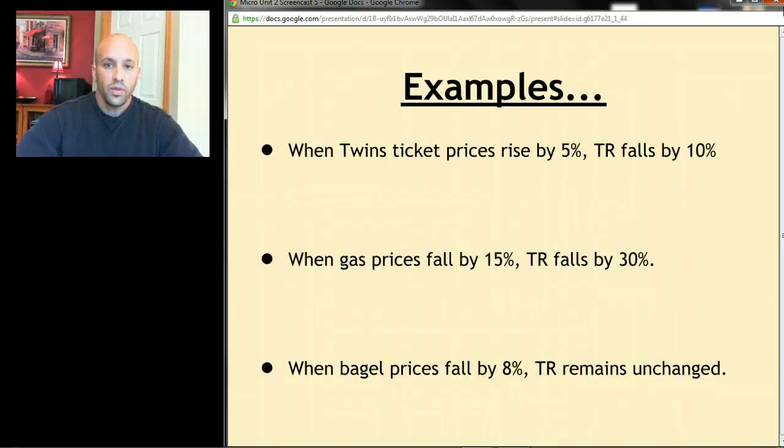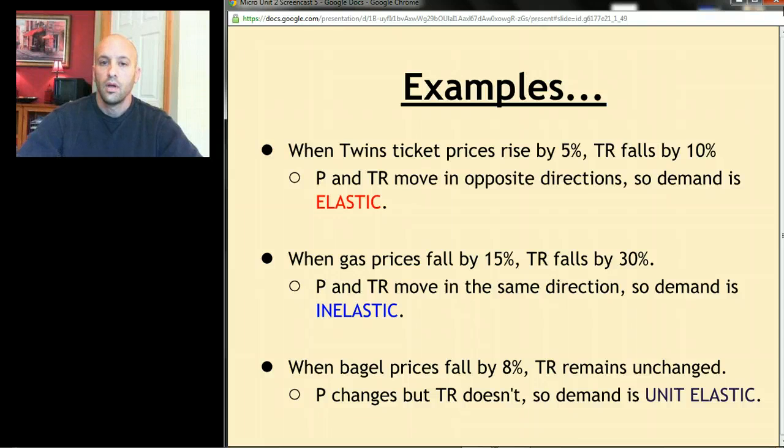All right, I'm going to give you 3 examples here. Again, I'm going to suggest you pause the video, look back to the last slide, and see if you can figure out whether these 3 examples represent inelastic, elastic, or unit elastic demand, given the rules I just gave you. Here are the answers. See if they make sense to you, and if not, try it again, and if not, come on in, I'll help you out.